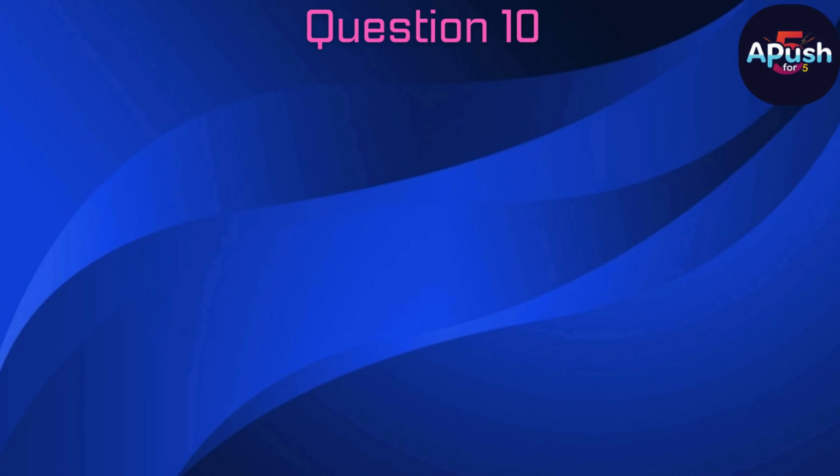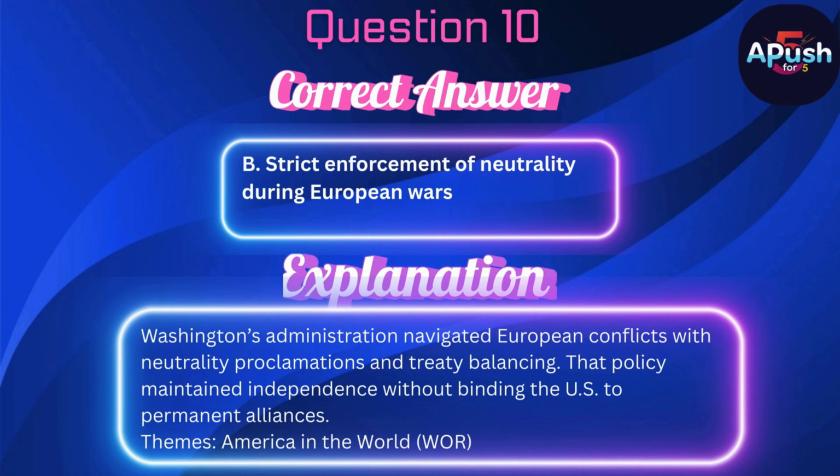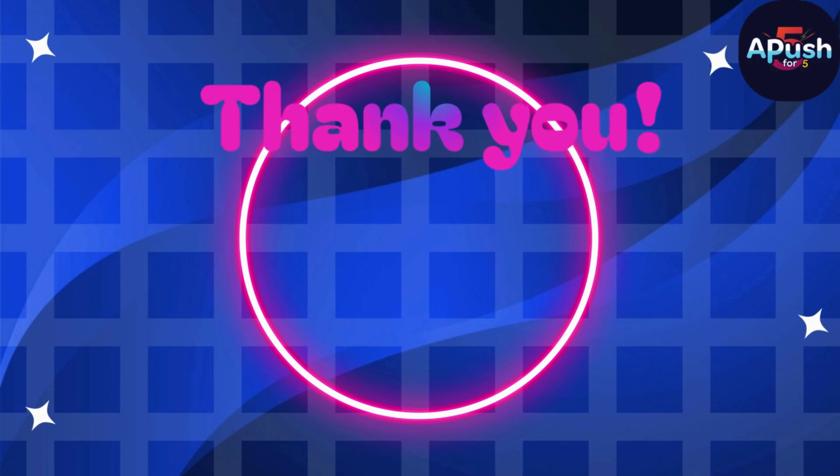The correct answer is B. Strict enforcement of neutrality during European wars. Washington's administration navigated European conflicts with neutrality proclamations and treaty balancing. That policy maintained independence without binding the U.S. to permanent alliances.